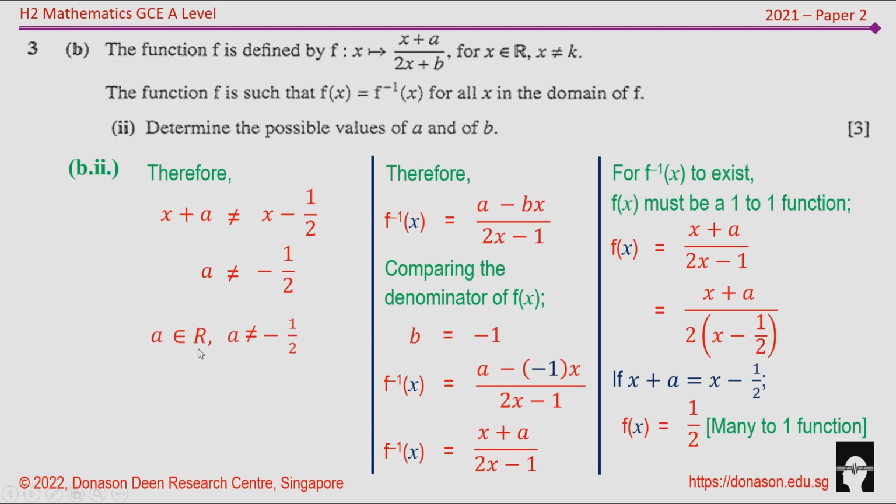So a can be a member of real numbers and it is able to take in any values of real numbers, except a cannot be equal to negative half, because if it becomes negative half, your function x will become x minus half over x minus half, and it will cancel, and the function x will become half, which is actually a many to one function. If it is a many to one function, it cannot be a one to one function. If it cannot be a one to one function, it cannot have f inverse existence. Therefore these are the values of a and of b.